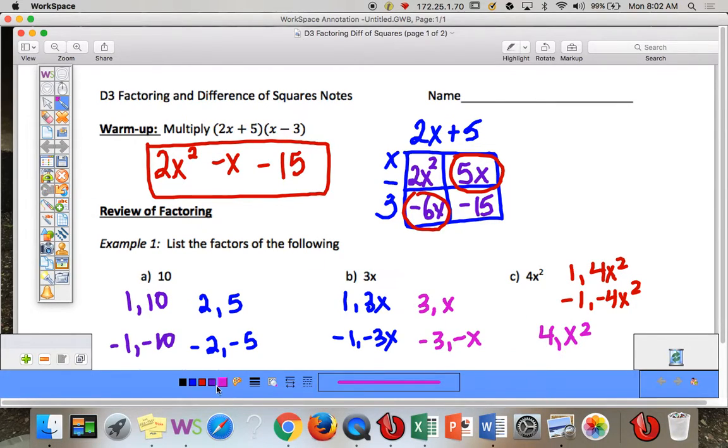Also negative 4 and negative x squared. I won't write that up. We could also do 2x and 2x. We could do 2 and 2x squared. These are all factors of 4x squared because when we multiply them together, we get 4x squared. So factors are things that multiply to the number that we start with.